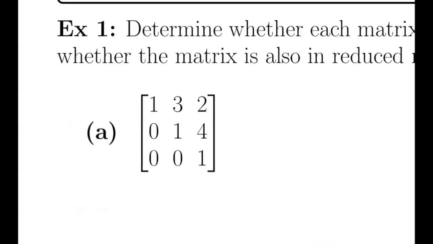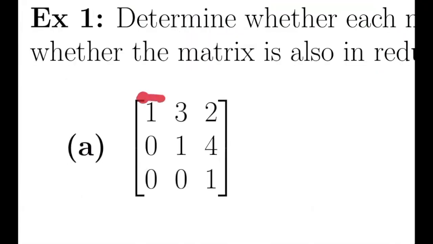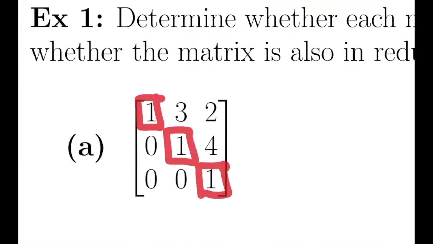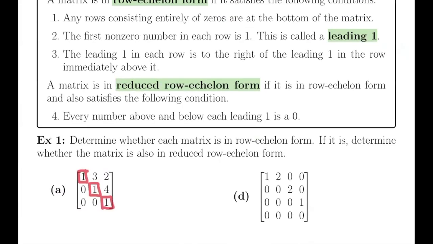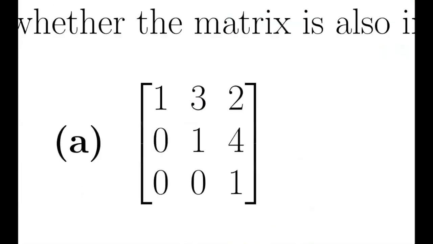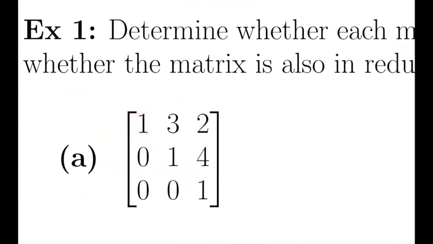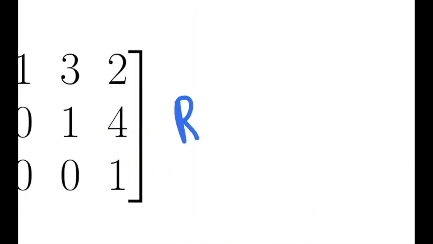For part A, is this matrix in row echelon form? I would say so. There aren't any zero rows, but if there is one, it has to be at the bottom. The first non-zero number is always one. You can see that staircase of ones. That's always a good sign. What was the third condition? The leading one. Yep, that looks good to me. The leading one of each row is to the right of the leading one in the row immediately above it. So this is absolutely in row echelon form.